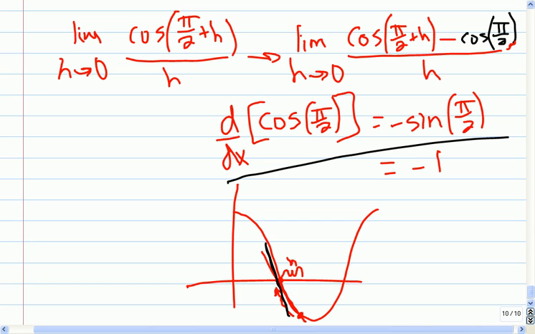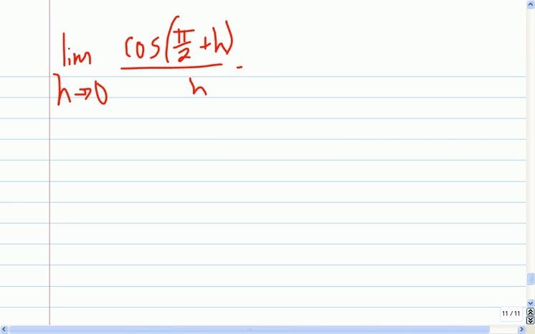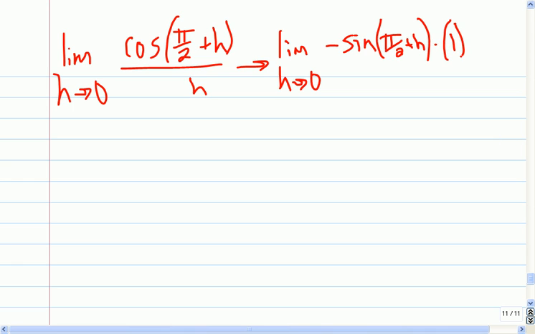Did anybody do this with L'Hopital's rule? Okay, so if we did it with L'Hopital's rule, which again, I told you it would be handy, but it's not necessary. If we did it with L'Hopital's rule, cosine of pi over 2 plus h divided by h is a 0 over 0, which is L'Hopital's situation. So we take the derivative, and I'm going to have the limit as h goes to 0 of negative sine of pi over 2 plus h times the derivative of the inside, which is just going to be 1, divided by the derivative of the bottom, which is now 1.